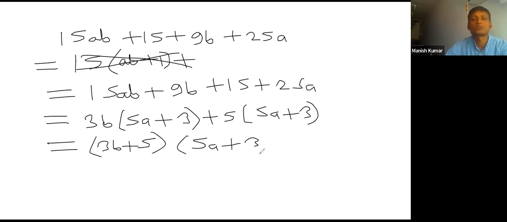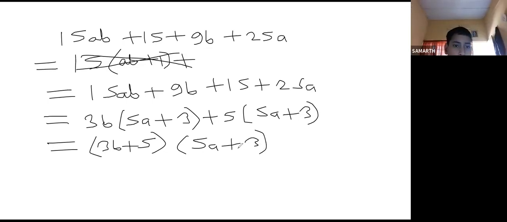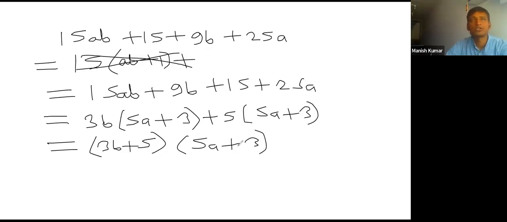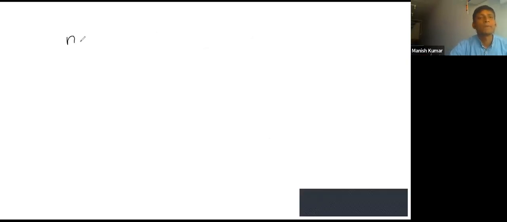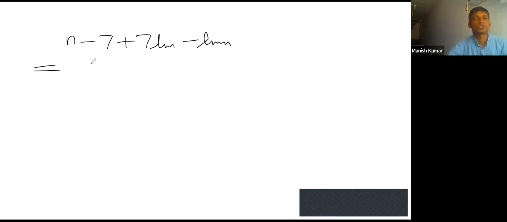Any doubt in this? No. So you have to rearrange them and check whether something can be taken as common or not. Okay. So these types of questions are very important. Please practice them. One more question I will be doing of this type only. I am clearing this page. n minus 7 plus 7lm minus lmn equal to. Samar.